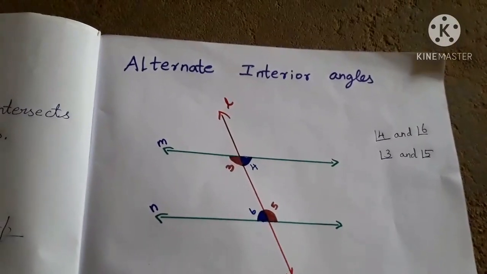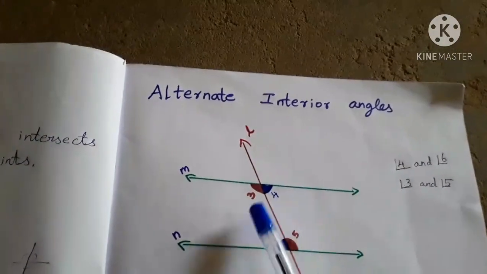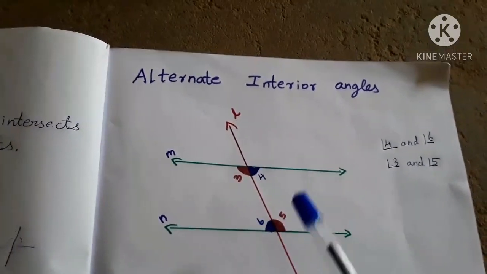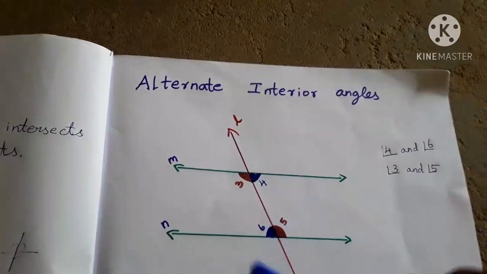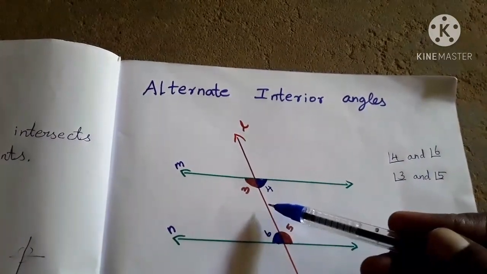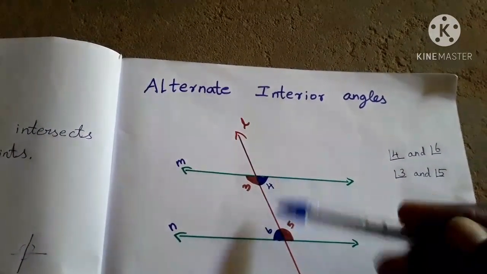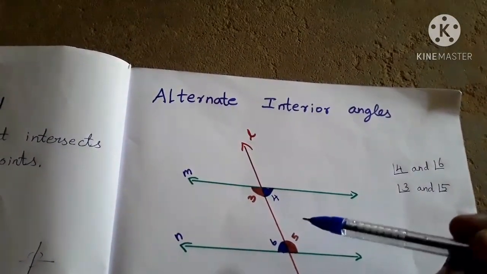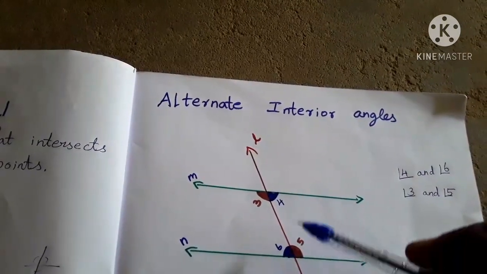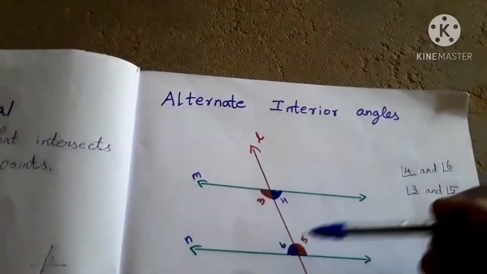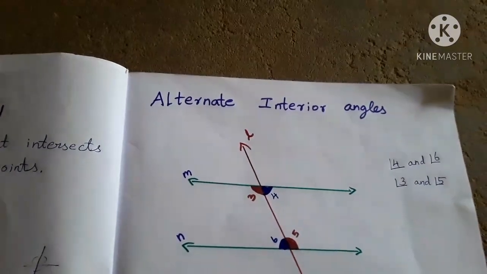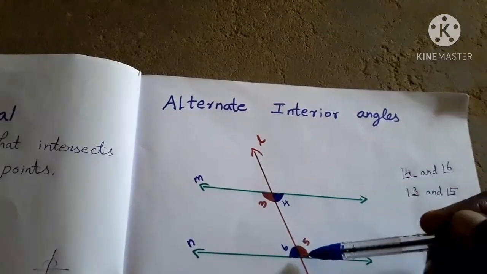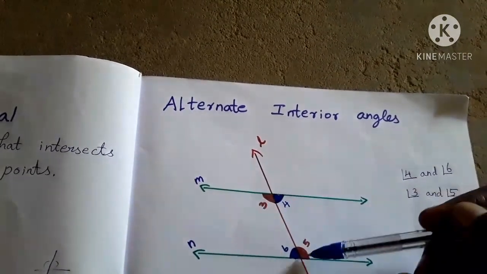So alternate interior angles are called 3 and 5, 6 and 4. Why are they called that? Alternate interior angles always lie opposite of the transversal. This is the transversal. They lie opposite of the transversal and between lines M and N, not above.